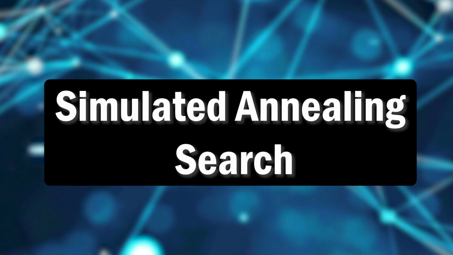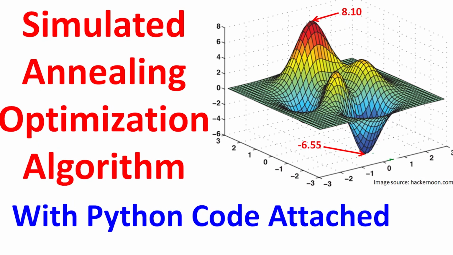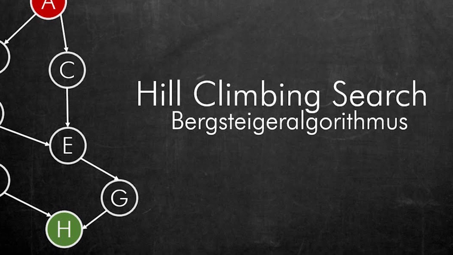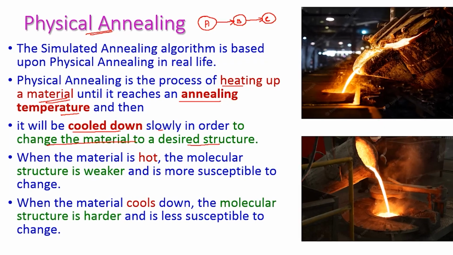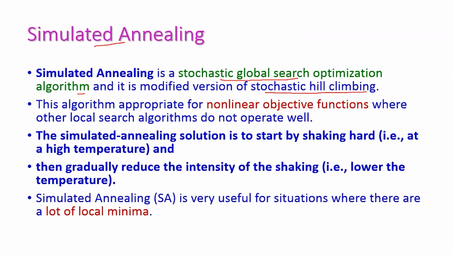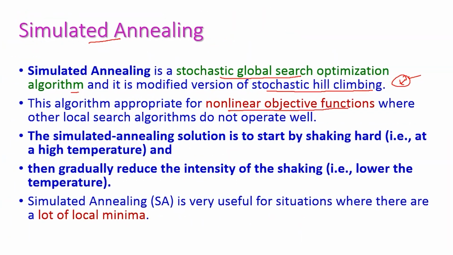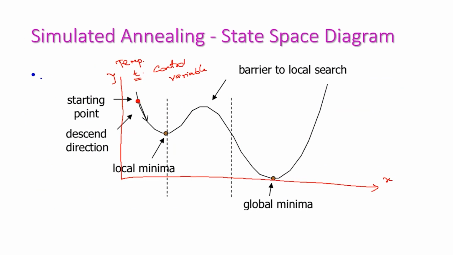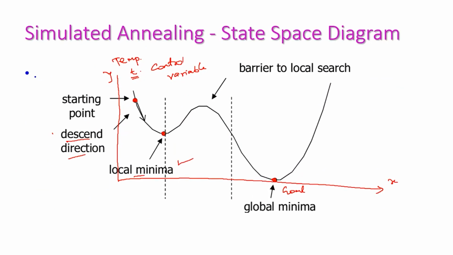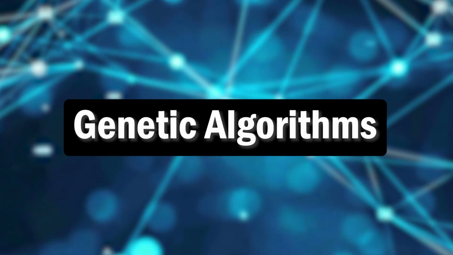Simulated annealing search. Simulated annealing search is a global search algorithm in AI that is similar to hill climbing search. However, it has a probability of accepting worse solutions in order to avoid getting stuck in local maxima. Simulated annealing search is often used for optimization problems, but it can be slow as it needs to explore a large search space.